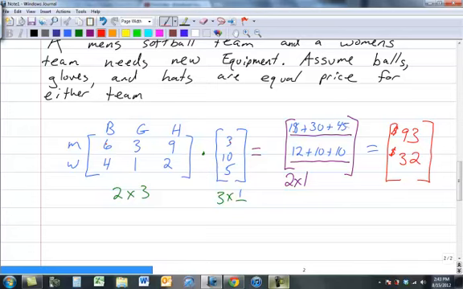On the other hand, the women's team needs 4 softballs, but it's still the same price. So you multiply this row times this column. And I know it's kind of a wonky way to multiply, but hopefully this illustrates a little bit as to why we have to do it rows times columns.